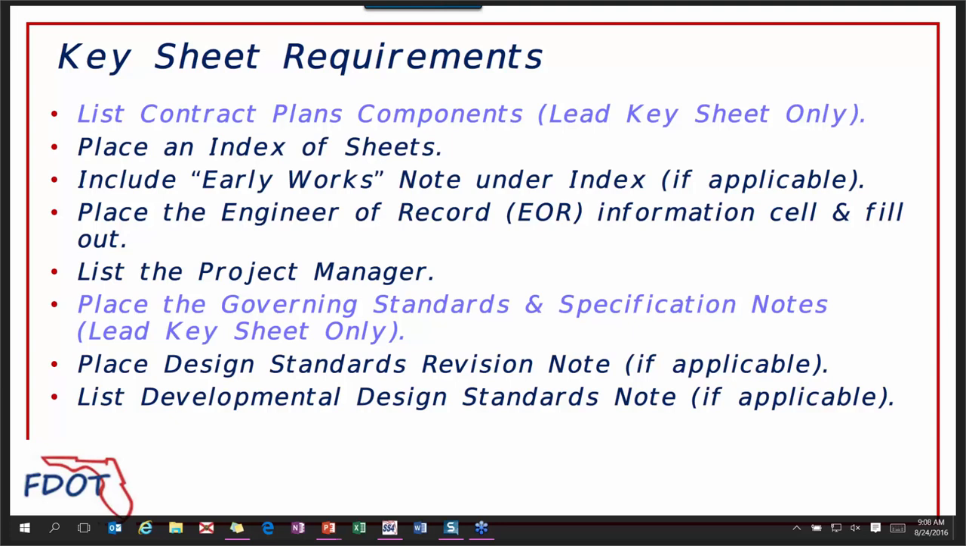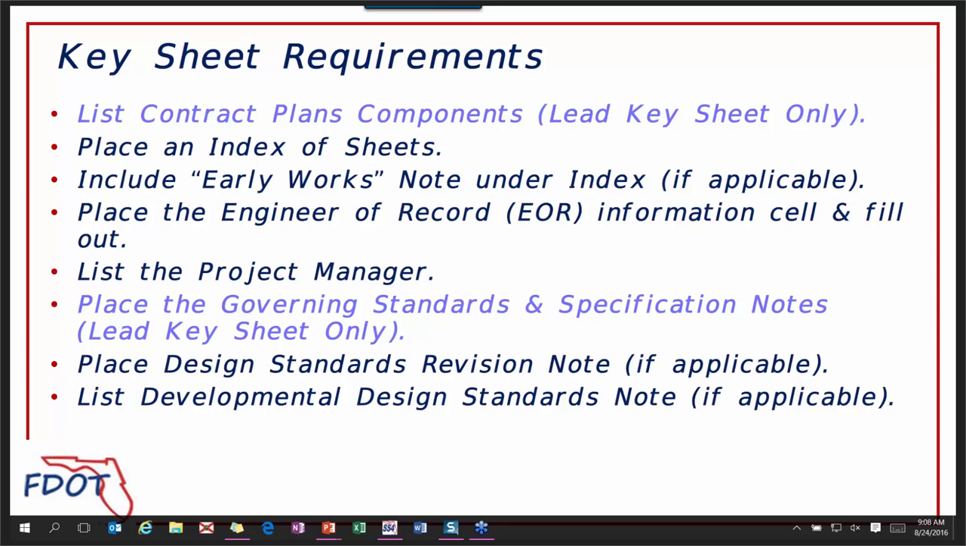So there's a special note. We have a cell for that. If you have one of those sheets, then you would put this note in there underneath your index, along with an asterisk next to the sheet number. We have to have the engineer of record information.